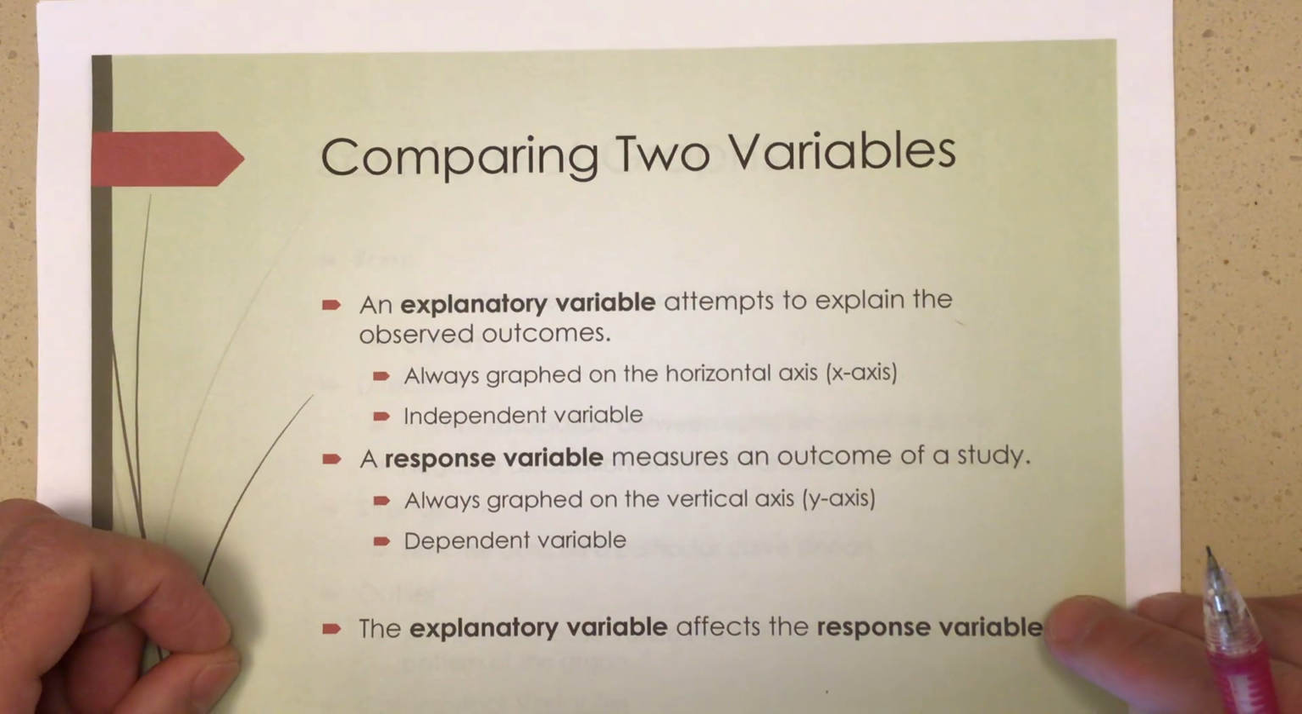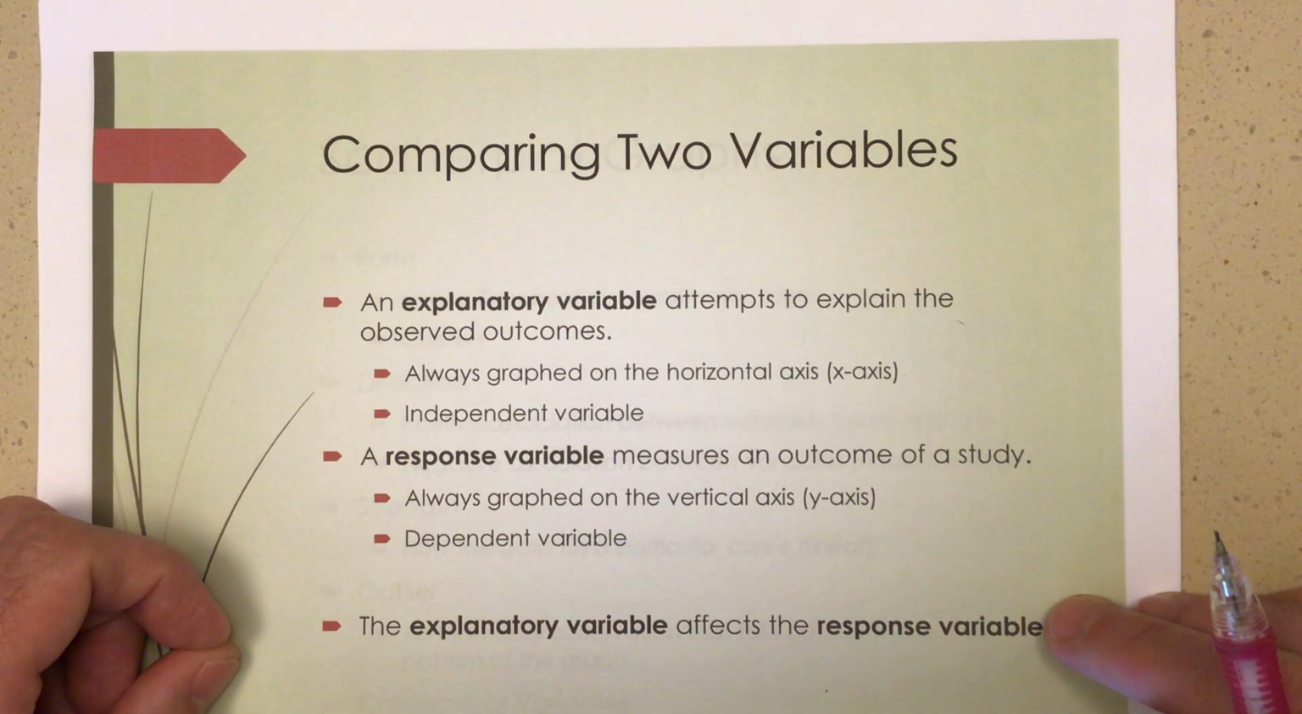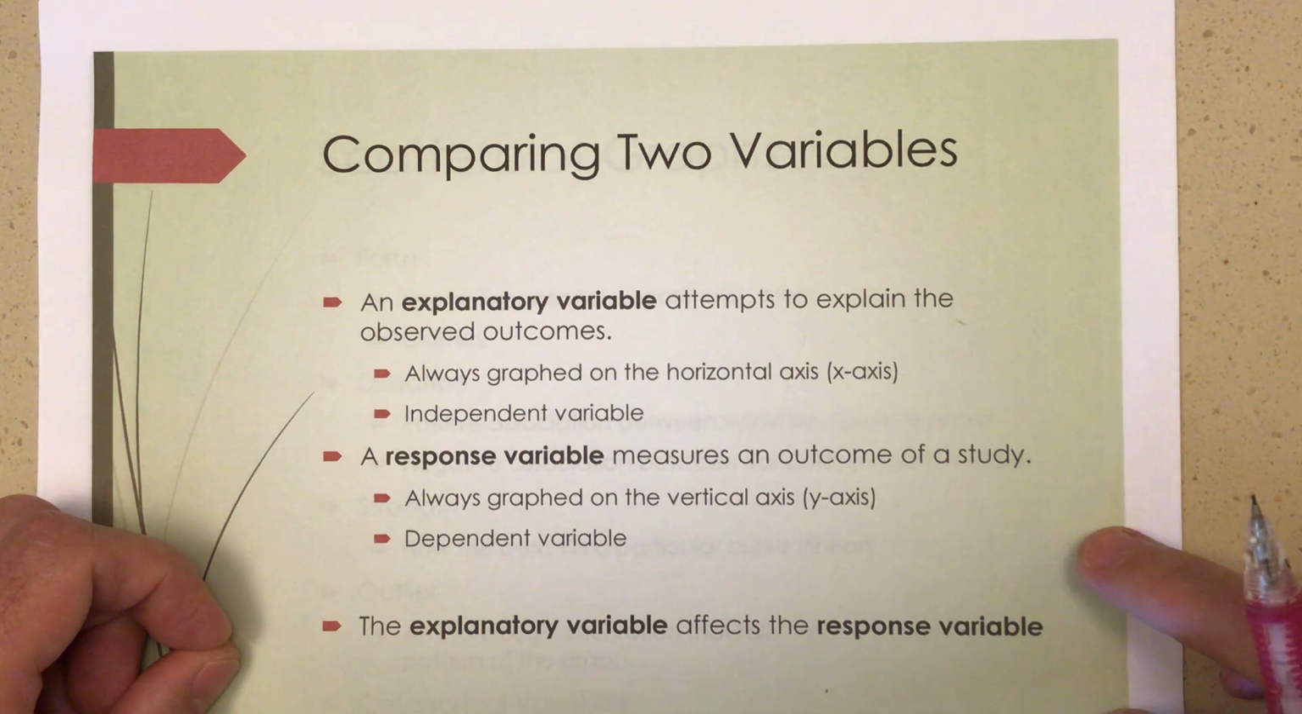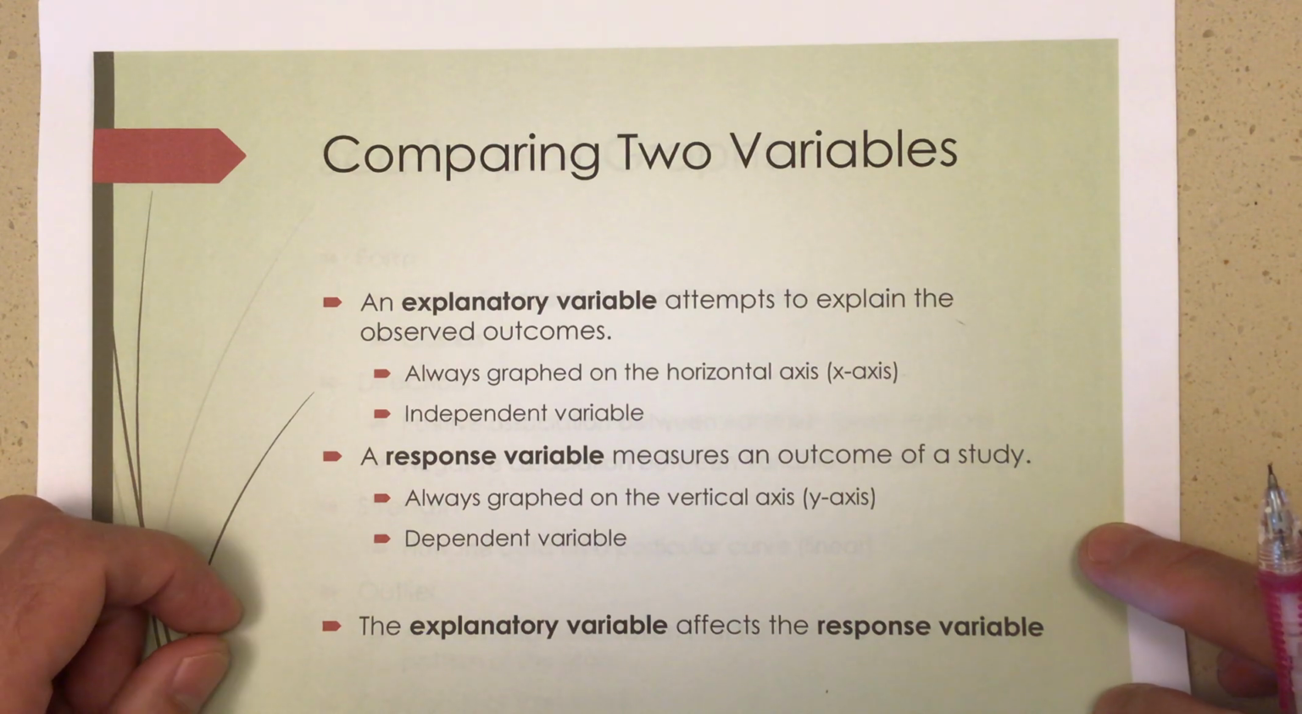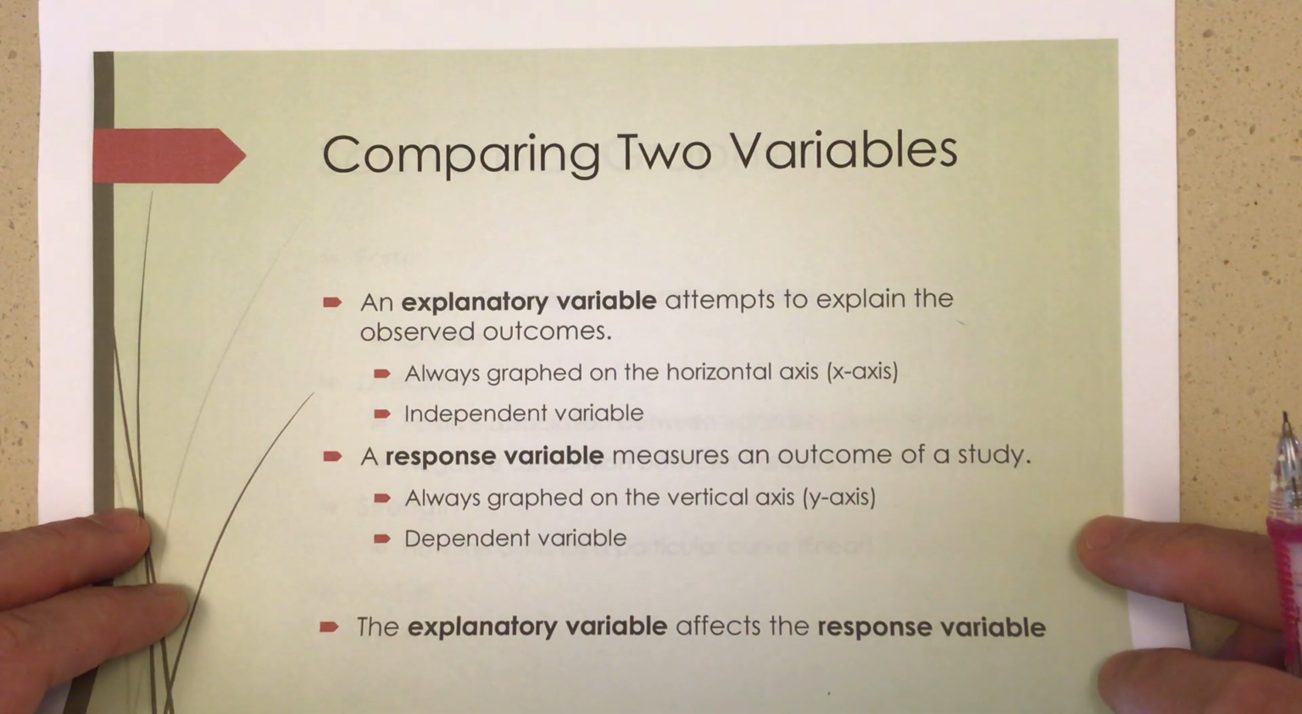But there are examples where you have two variables that you just can't figure out which one should be explanatory and which should be response. And when that happens, maybe you could graph it both ways, or you can just come up with a reasonable argument why you graphed it the way you did.